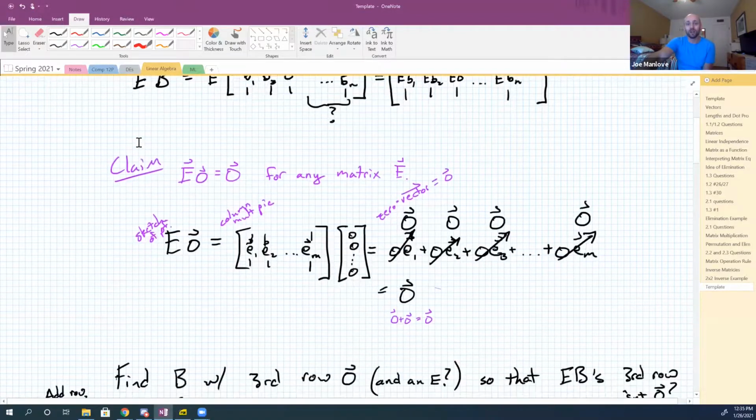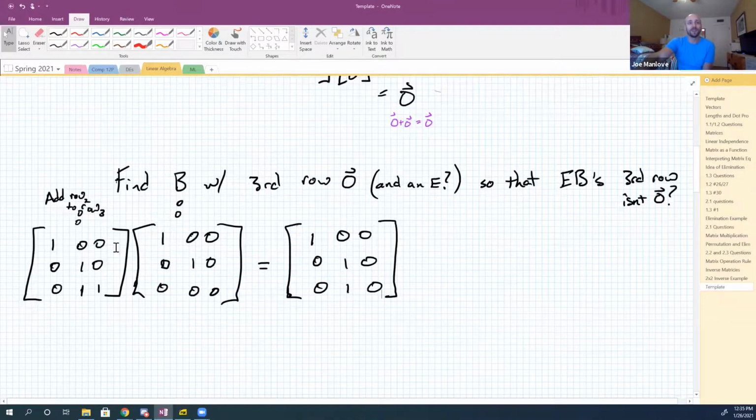So if all the rows aren't 0, I can definitely exhibit a matrix that's going to give me rows that aren't 0, because the elimination matrices can mess with rows. You guys all see that? Okay, cool. I'm going to assume you're all good on that, hearing nothing.